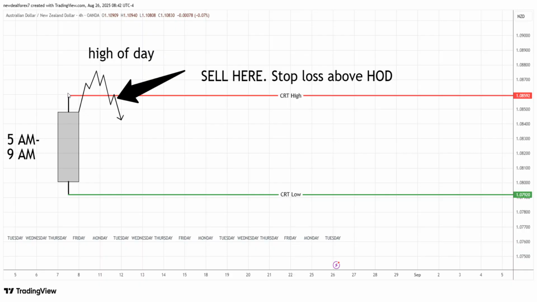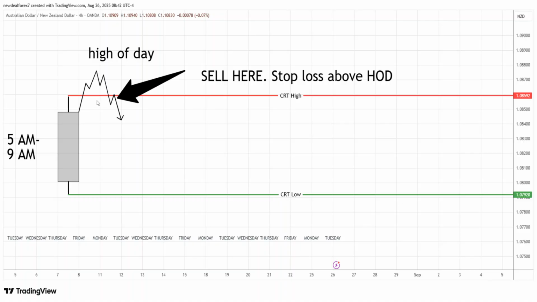So let's say you come to the chart. All you're looking at is one candle. Okay, 5 to 9. This is the price action between 5 to 9 on the 4-hour chart. In this example, as a short, the high of the day should be right here. It's better if price closes near the high of the current day.